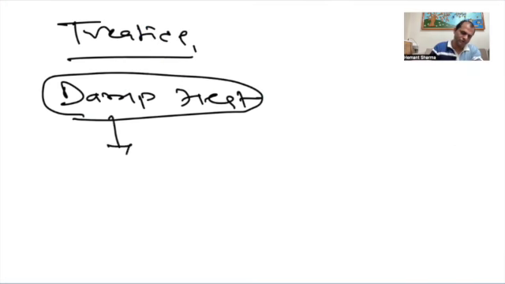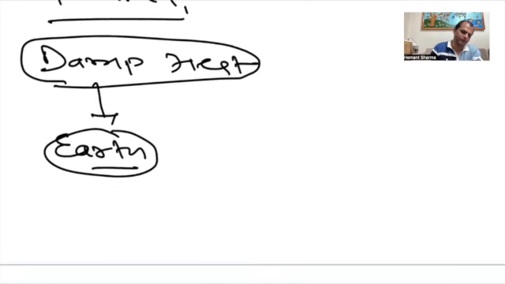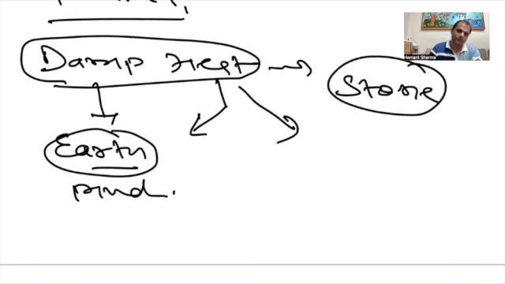So damp means earth. The meaning of damp means earth, or we can compare it to mud. And heat means heat. So the combination of damp heat sometimes makes stone, or the combination of damp heat creates infection.